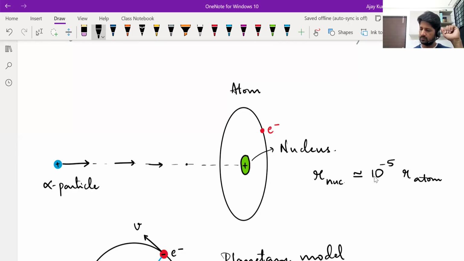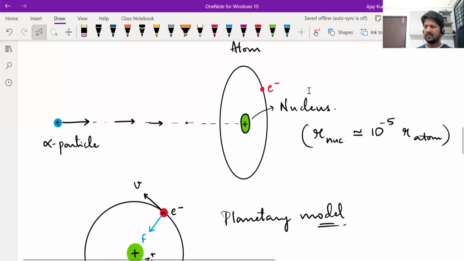Okay, in your textbook they have given a comparison also. If you consider the size of the atom as a normal room that you see, then the size of the nucleus relative to that atom is like the tip of a needle. Okay, the pointed tip of a needle. That is how small the nucleus is compared to the atom.